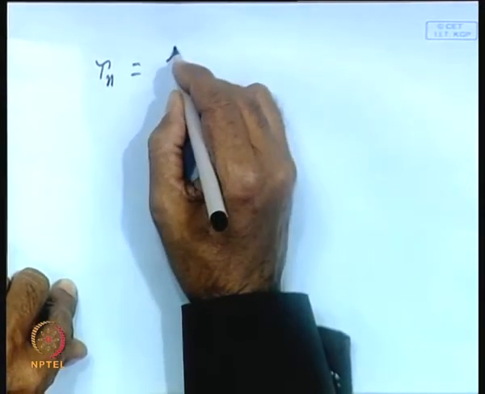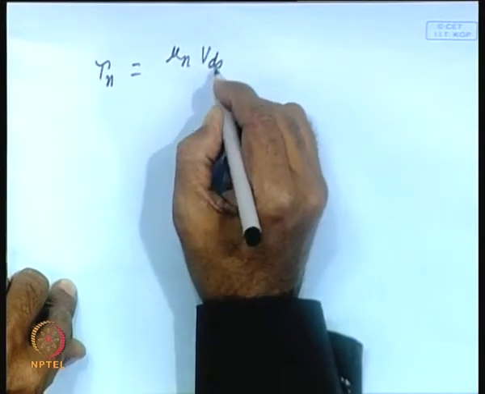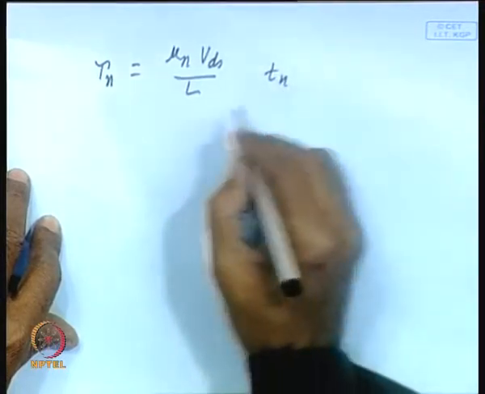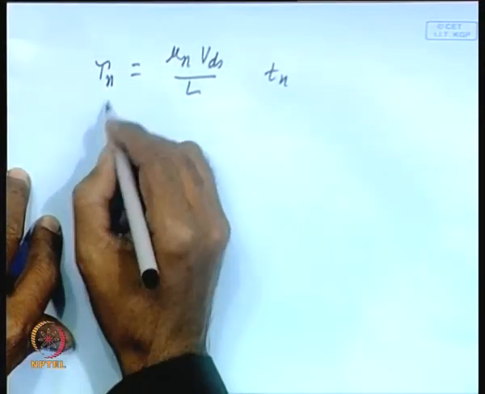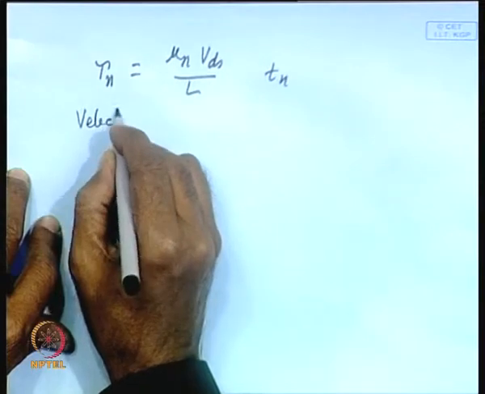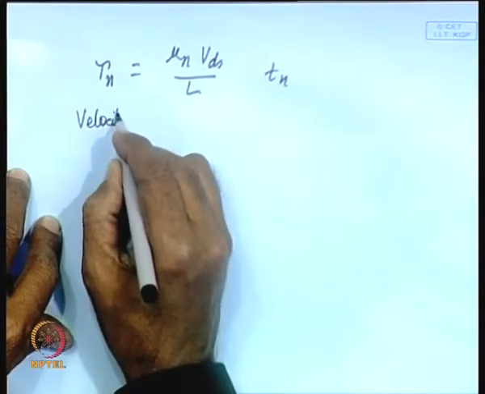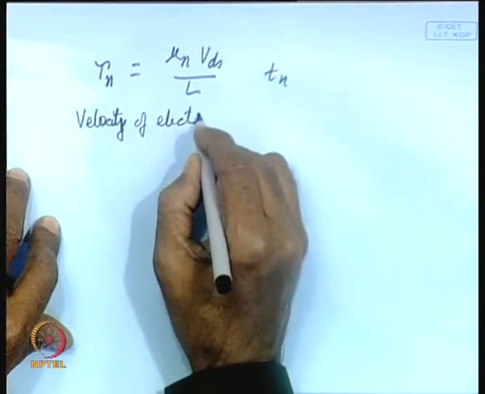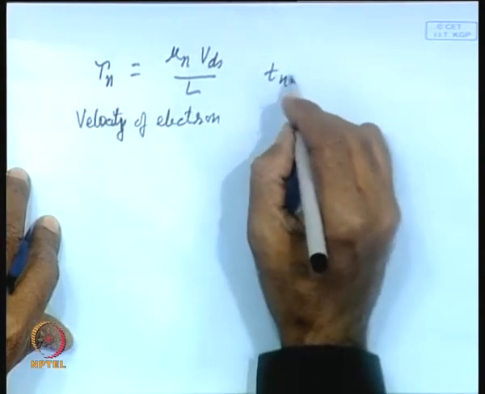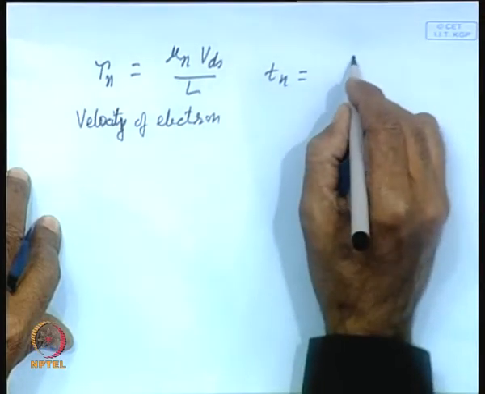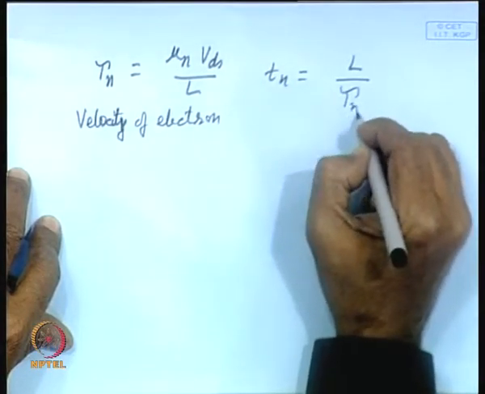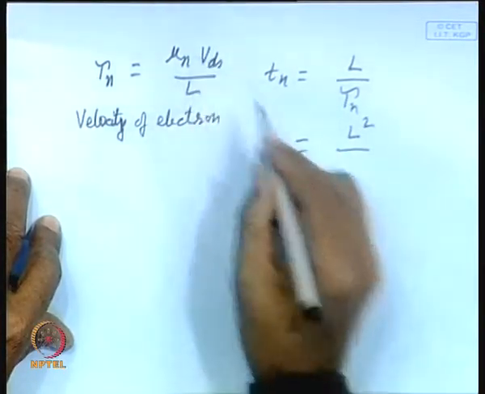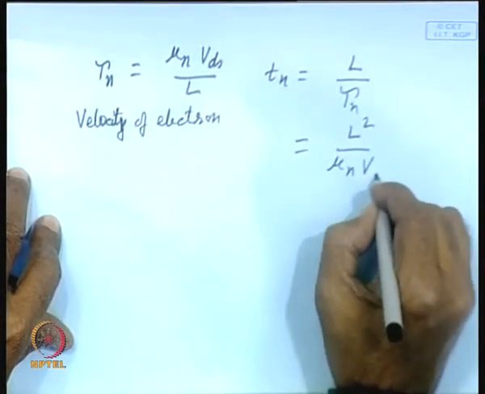Tau n is equal to mu n VDS by L, and therefore Tn, the electron transit time, with tau n being the velocity of electron, will be equal to L by tau n, length by velocity, that will be equal to L square by mu n VDS.